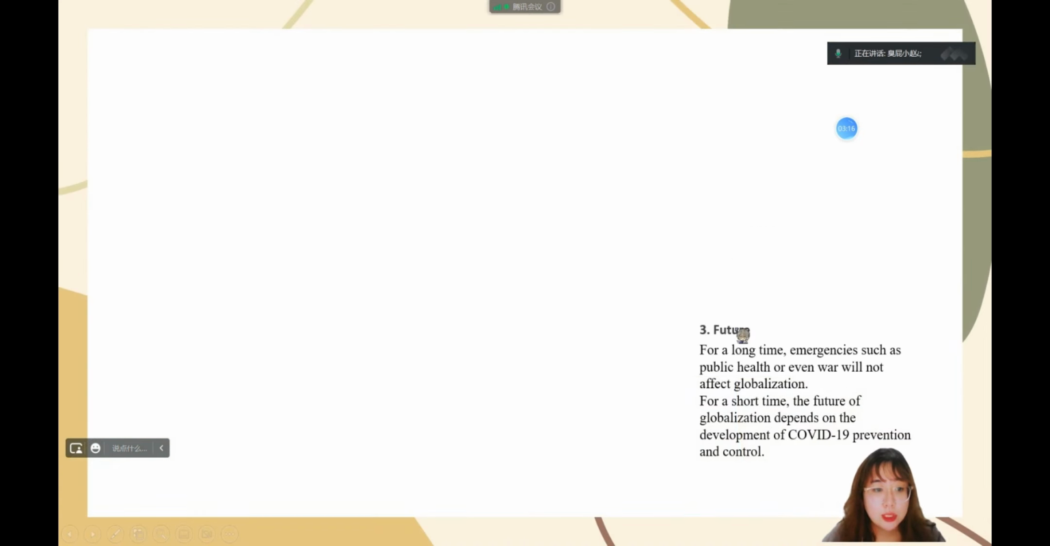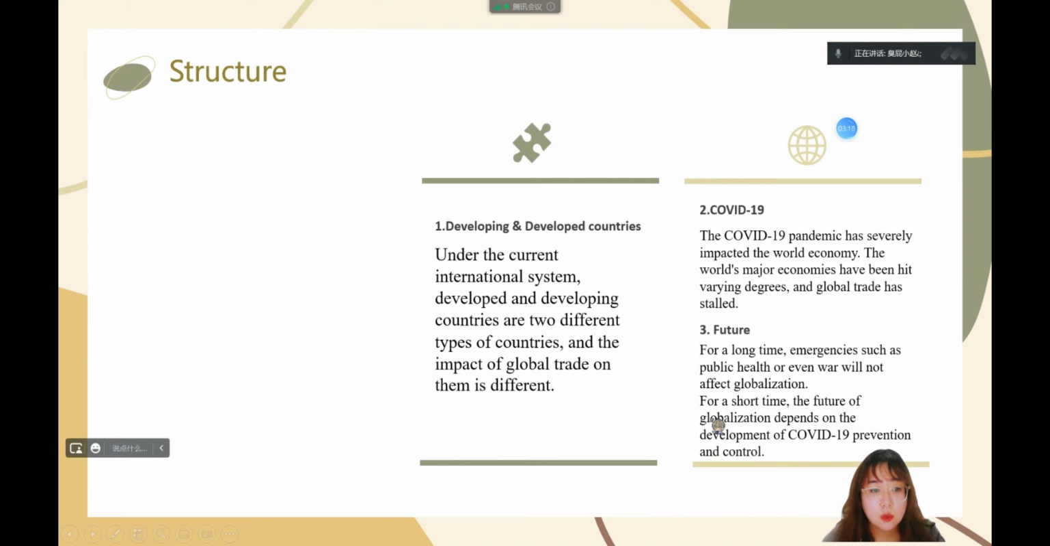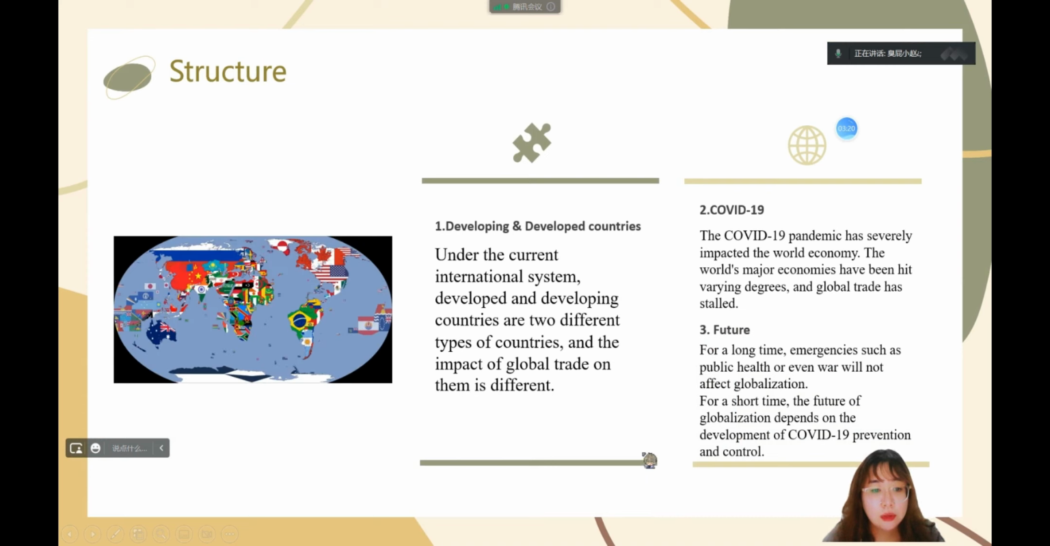The definition part is over. Now let's move on. Next, I will tell you our presentation structure. The first step is benefits of global trade for developing and developed country. Under the current international system, developed and developing countries are two different types of countries, and the impact of global trade on them is different.